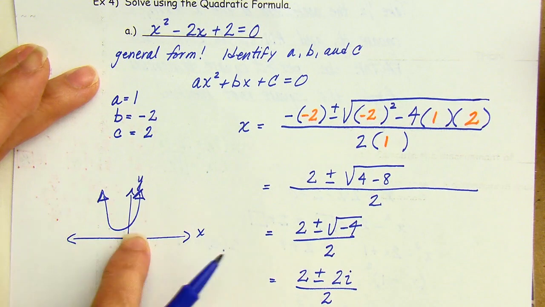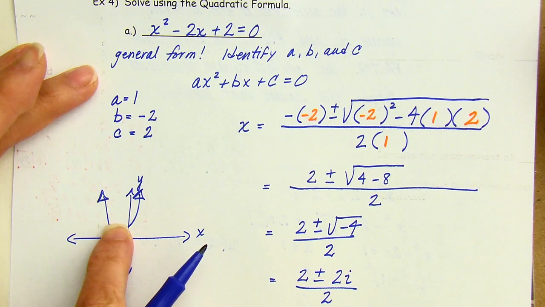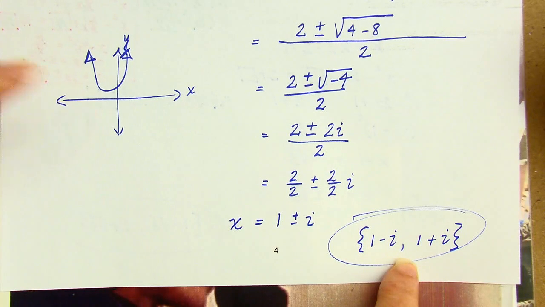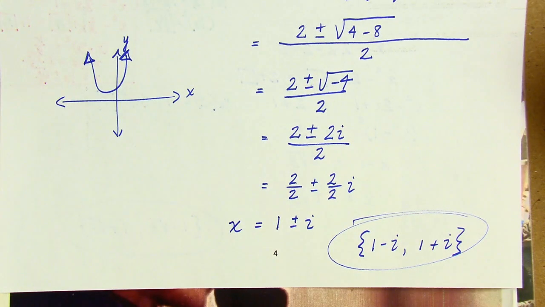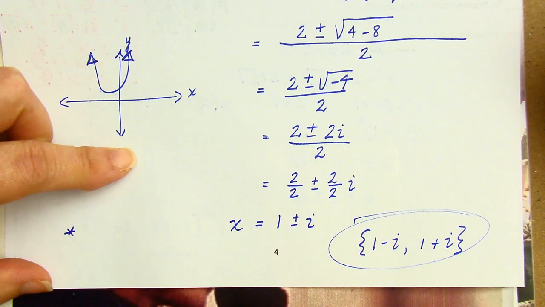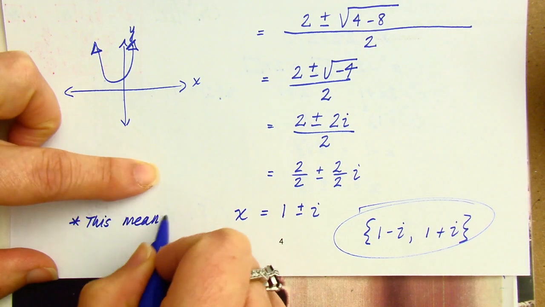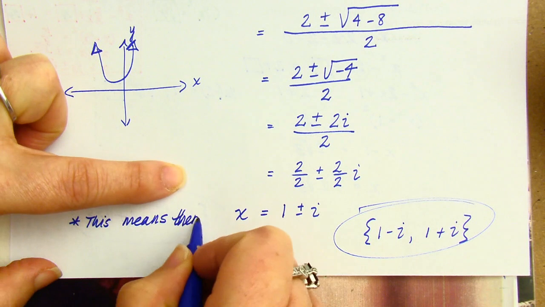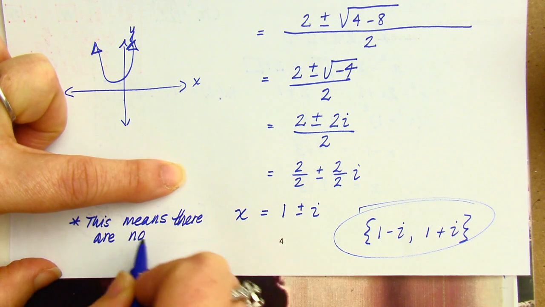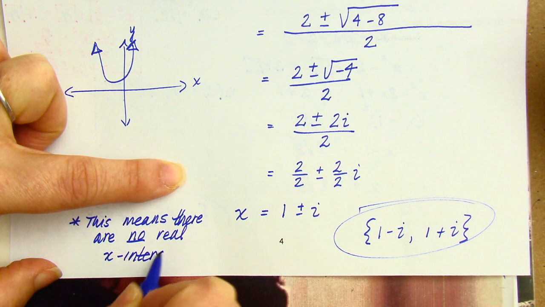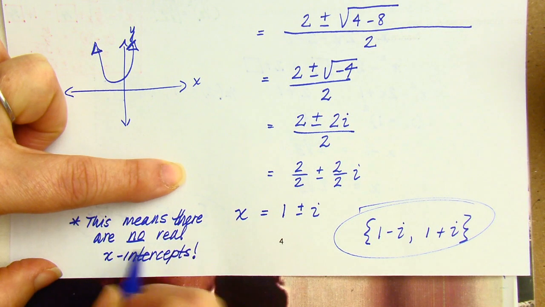I don't know, this is not the proper graph for this. I'm just illustrating that when you get i, something like this is happening. When you see i in your solutions, it means there are no real roots and the parabola does not pass through the x-axis. So we'll write that. This means there are no real x-intercepts. It's not passing through.